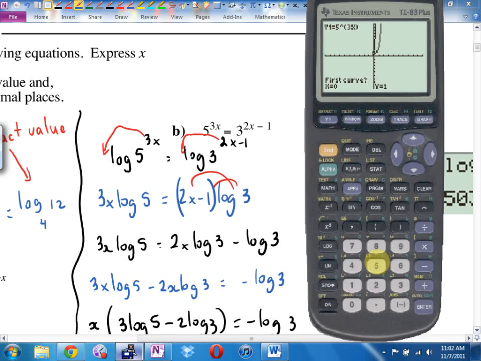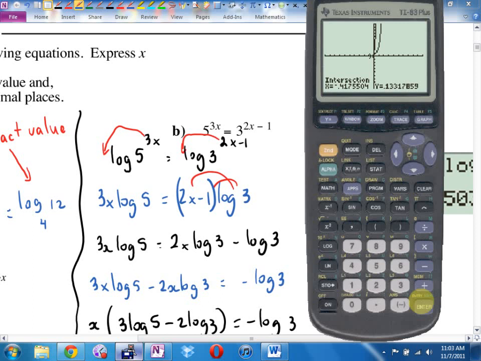See if you can find that negative 0.4175504, and then we know that we did it right. Can you see if you can get that on your own? Second function, calculate, which is second function, trace. Intersection. First curve, enter. Second curve, enter. Third curve, or guess, enter. So you have to get some batteries. Are we right in B?